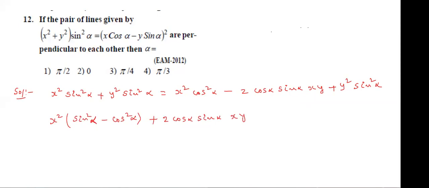Now the third term, this term is sent to the left hand side. Already on the left hand side, y square sin square alpha is there. Then y square sine square alpha and y square sine square alpha are going to cancel. Then the remaining y square coefficient is 0. This is equal to 0.